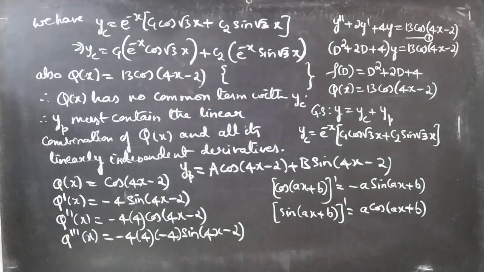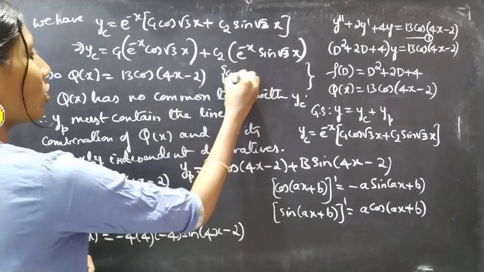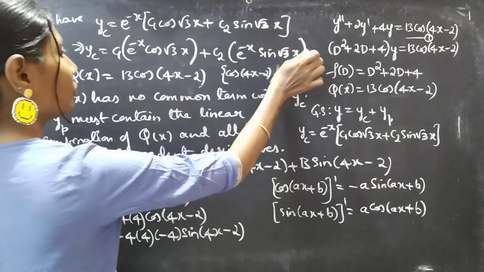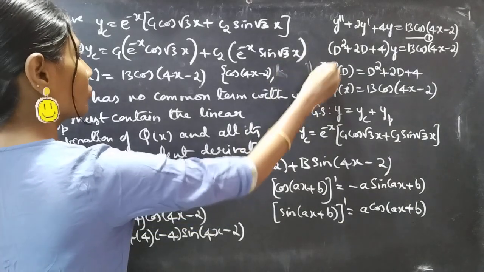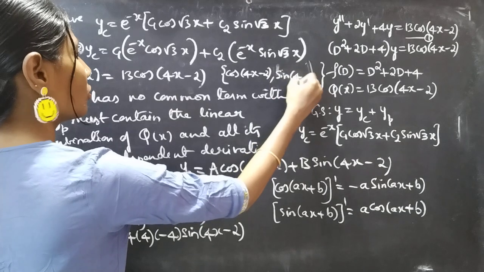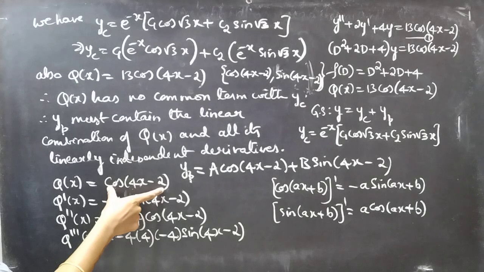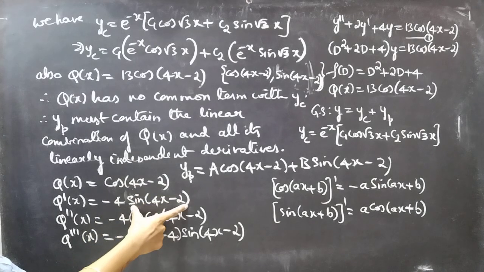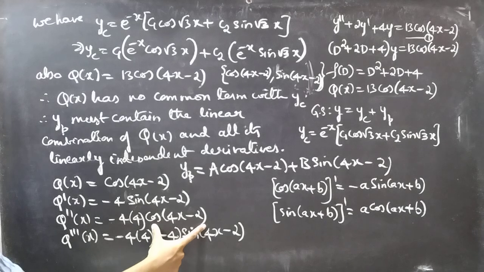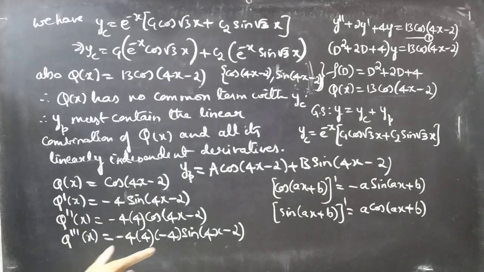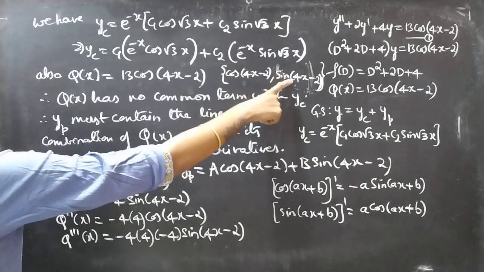Okay, so q of x and all its derivatives just involve cos of 4x minus 2 and sine of 4x minus 2, right? See, you can observe in q of x we have cos 4x minus 2, in q dash of x we have sine 4x minus 2, in q double dash of x we have cos of 4x minus 2, and in q triple dash of x we have sine 4x minus 2. Either cos 4x minus 2 or sine 4x minus 2, right? So the set involves cos and sine.